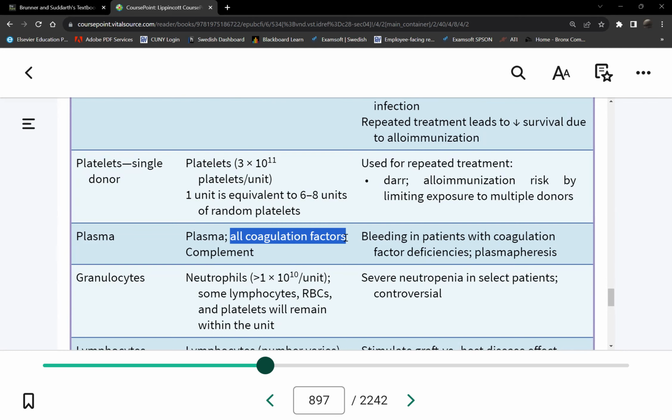Okay, so four things in plasma: water mostly, and then protein in the form of albumin, and then we have coagulation factors. So all the clotting factors you mentioned last week in your presentation are in plasma. And complement is part of the coagulation cascade, and then the antibodies are in there. Okay, so who will benefit from plasma? Who will need plasma? If they contain antibodies, they contain clotting factors, and they contain albumin.